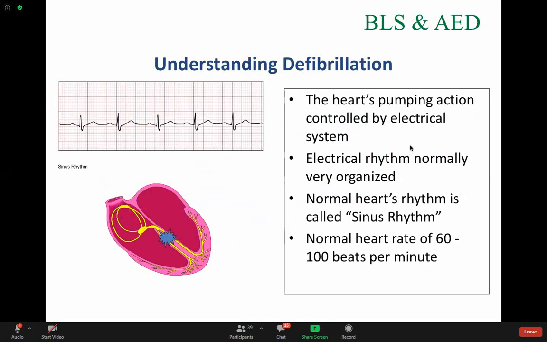So understanding defibrillation, this is the heart rhythm. This is sinus rhythm, the heart's pumping action controlled by the electrical system. This is back from your cardiac physiology. Electrical rhythm is normally very recognizable. Normal heart rhythm is called sinus rhythm. And normal heart rate, as you guys know, is between 60 to 100.